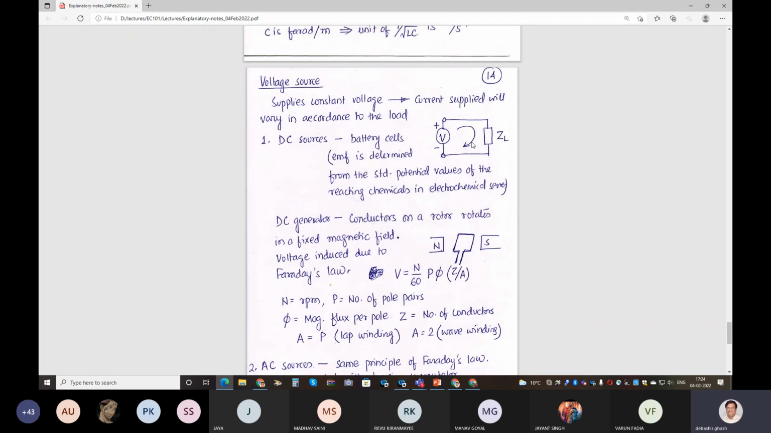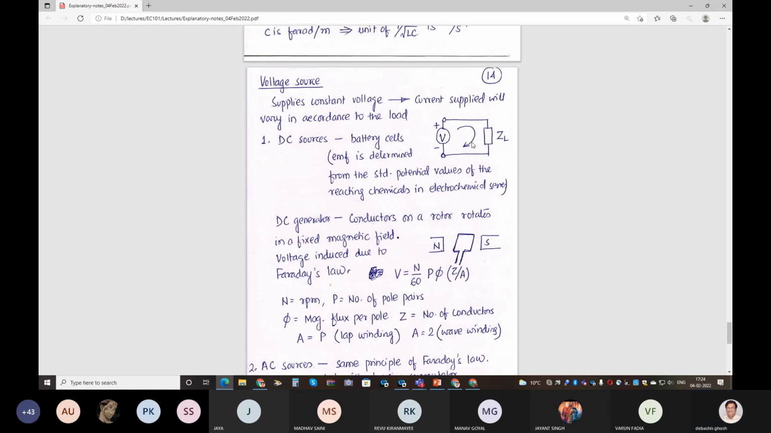For example, the Lakeland cell that we buy in the market has 1.5 volt fixed all over the world because it is using a fixed chemical. The elements used are fixed, the same elements are used everywhere, and hence it will always give you 1.5 volt across its terminal.